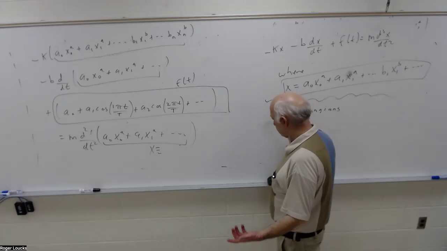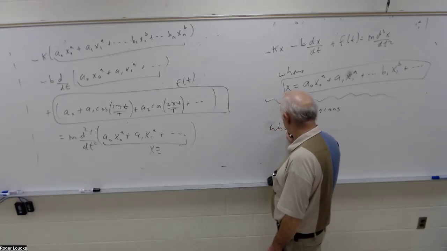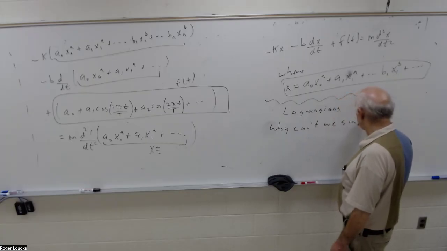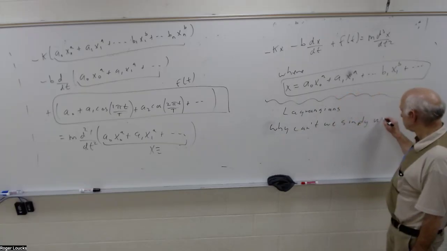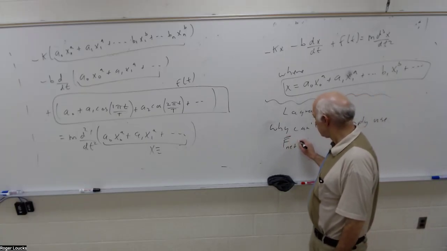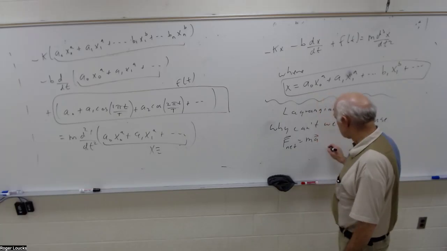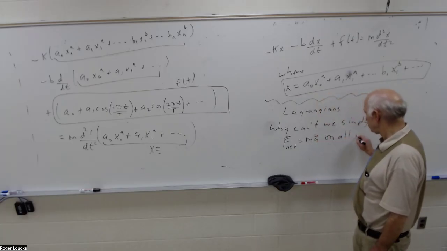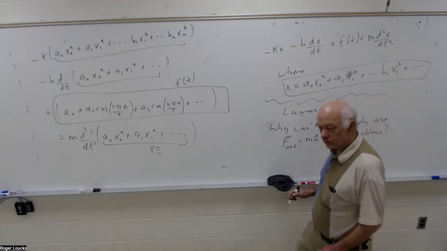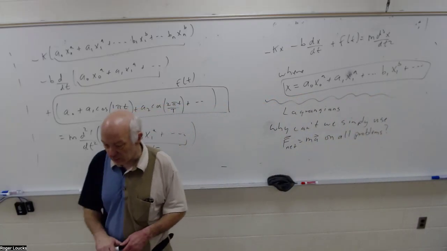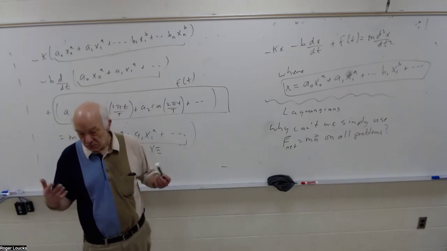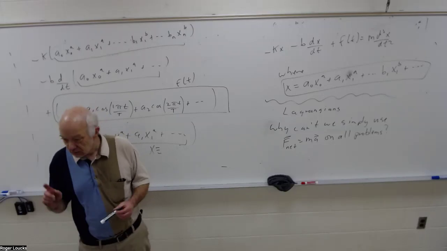We'll start with the question: why can't we simply use F net equals MA on all problems? F equals MA is perfectly fine, it's valid. Why can't I use that? Why do I want to say, let's do something else? Here's why.